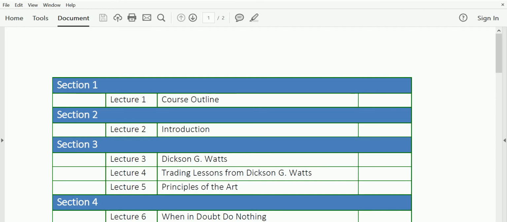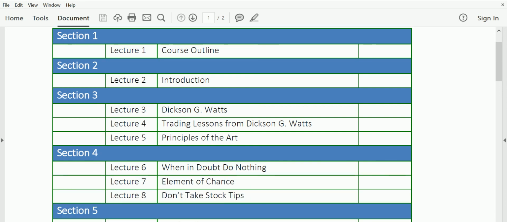I want to give you a quick outline of this course and what you can expect in the course. So starting in section two, we briefly introduce the course. And section three, we're going to talk about Dixon G. Watts and some of the trading lessons from him, and an important concept he considers the principles of the art. And we're going to talk about that.